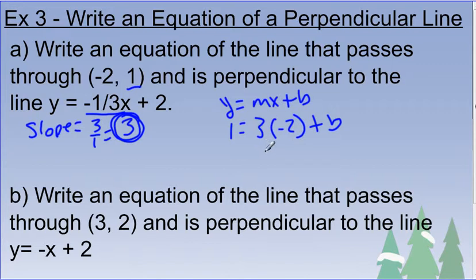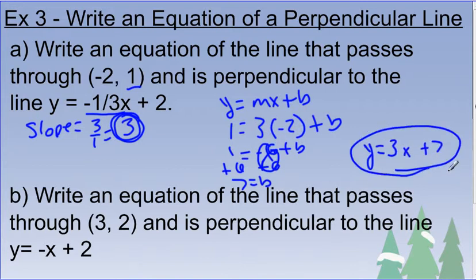So 3 times negative 2 is negative 6. Add 6 to both sides. These cancel out. B equals 7. That's my b. Last thing we do is we just rewrite it. So y equals, slope is 3. Intercept is a positive 7. Boom. That line there is perpendicular to this line.